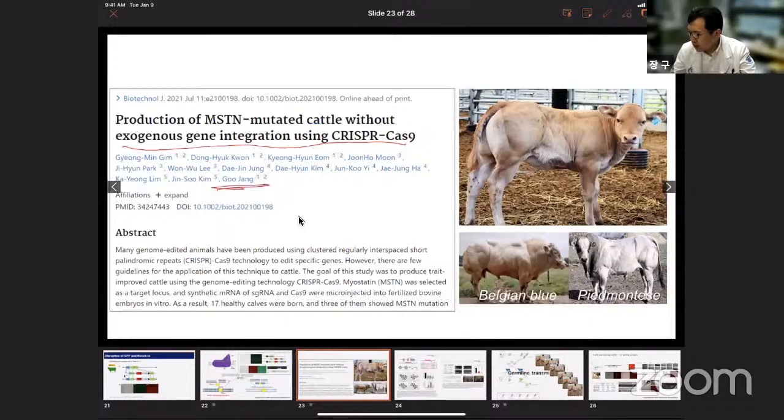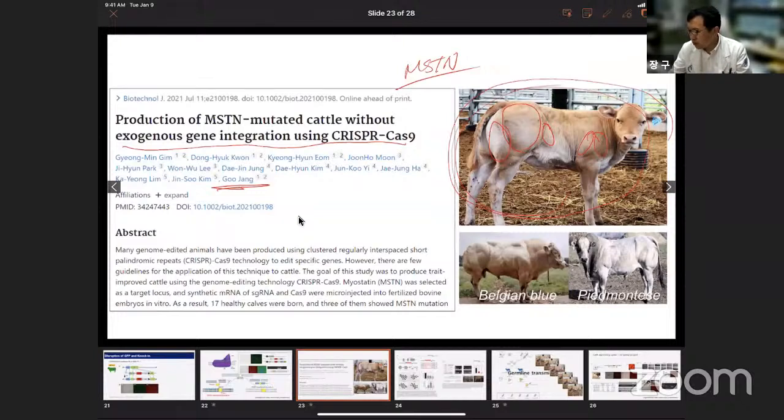Take a look at this one. Look at this muscle. This is the Korean native beef cattle. We can mutate it with the CRISPR-Cas9 system. And MSTN is a negative muscle growth inhibitor. We induce a mutation in that gene, so muscle growth is not controlled. That means it grows to a much higher amount.